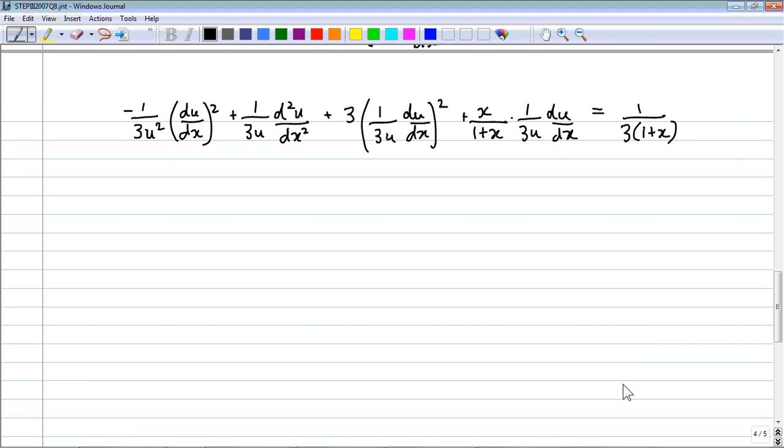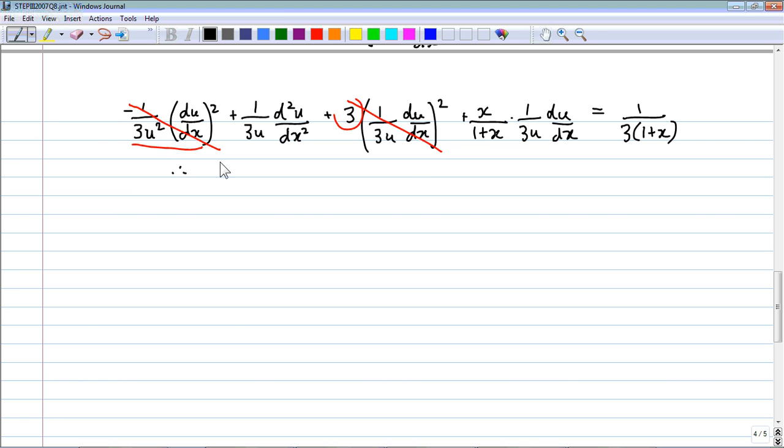Okay, so just need a bit of tidying up here. So we see, and of course this is the point, that this term with du by dx squared, minus 1 over 3u squared, is exactly cancelling with this term, because this 3 will cancel with one of these 3's, which are squared, and then we've got 1 over u squared du by dx squared. So this entire term cancels with this entire term, and then everything else will simplify down.